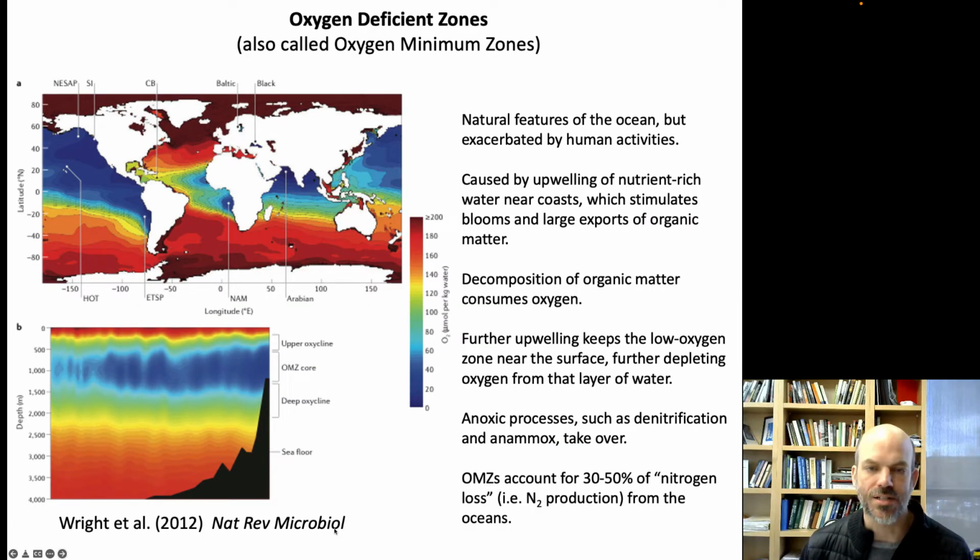So let's talk about these oxygen deficient zones. Sometimes in the older papers you will see them called oxygen minimum zones, a slightly different name for the same thing. They're natural features, so the ocean has almost certainly always had some amount of oxygen deficient zones. They naturally form especially on the west coasts of continents. This is one of the many indirect effects of the Coriolis effect.